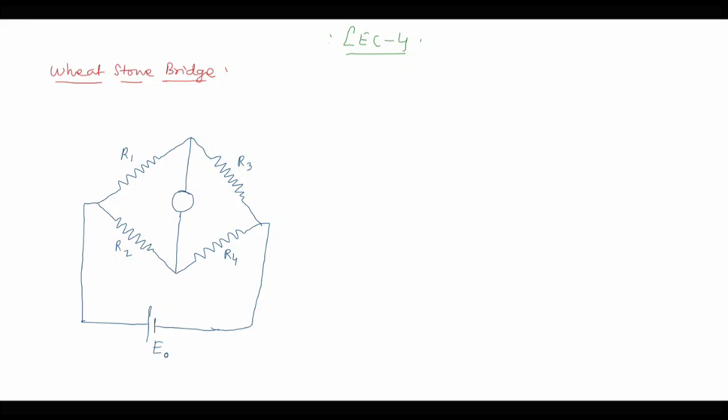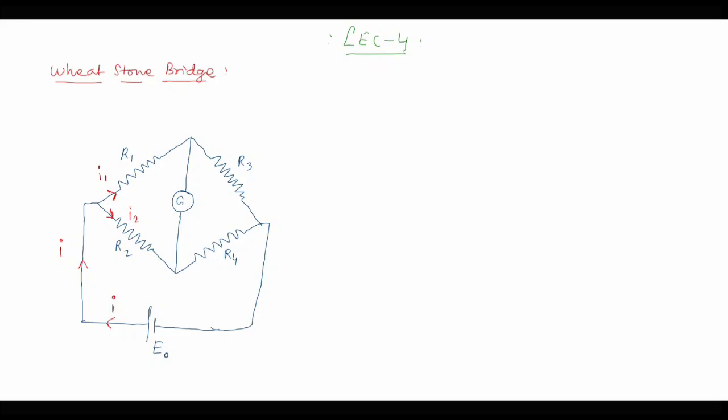Now when I say that the null point is achieved or the reading of the galvanometer is 0, I mean to say that no current is passing through the galvanometer. So if no current is passing through the galvanometer, then we can divide the current in this way. If I assume that current I is flowing from this battery into this network, then I1 current is flowing through this resistor R1 and another I2 current is flowing through this resistor R2.